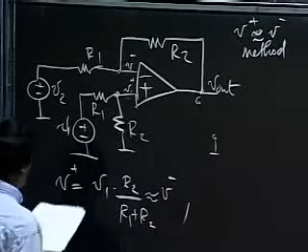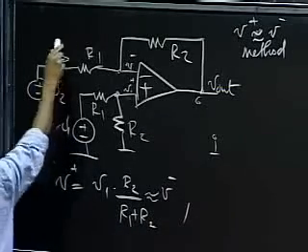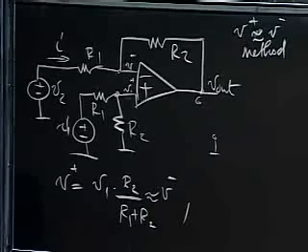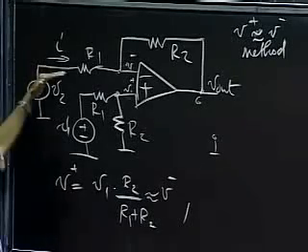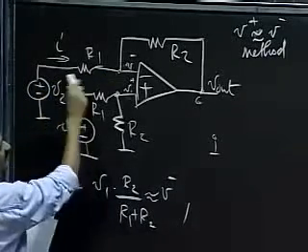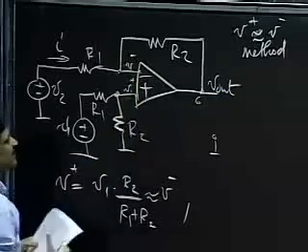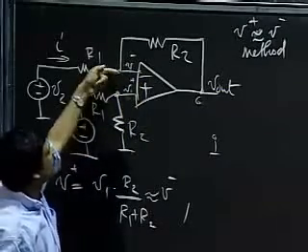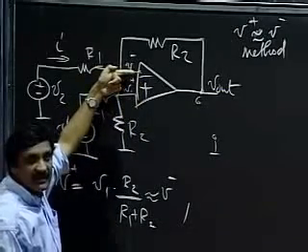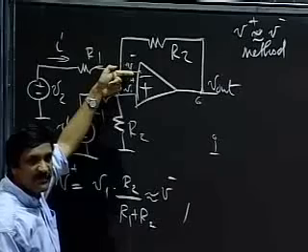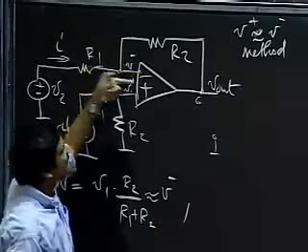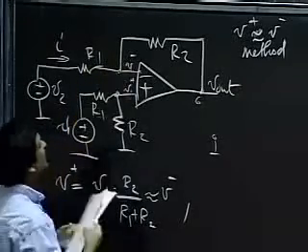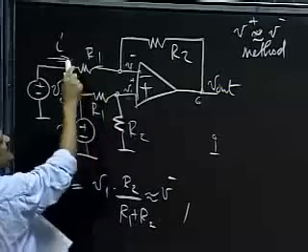The next thing that we know, let's say this is the current I. If this current I flows here, we know that there is no current going in here. The op-amp has an infinite input resistance, so there's nothing going in there. So if there's no current going in here, what must happen to I?